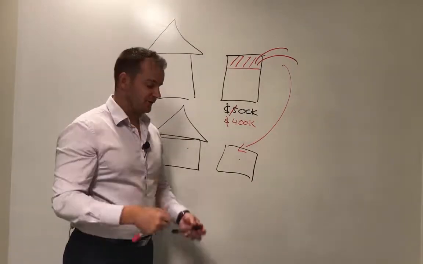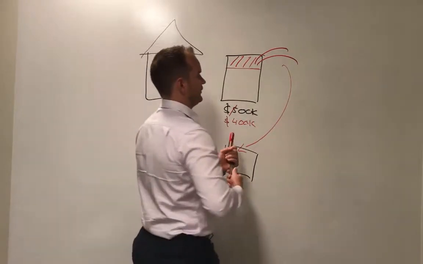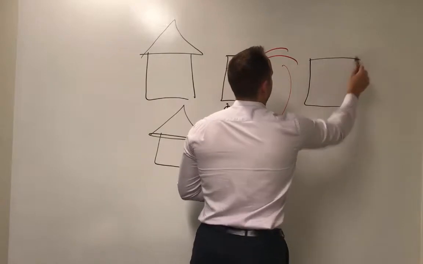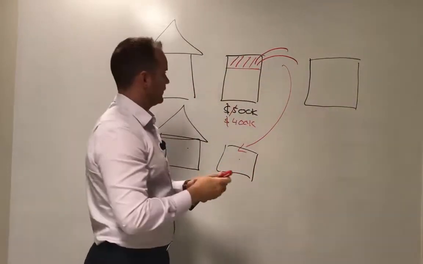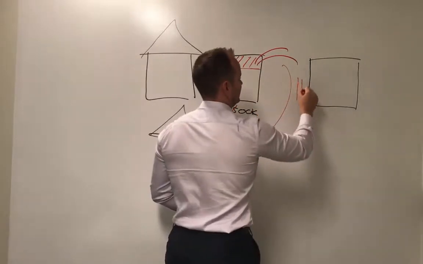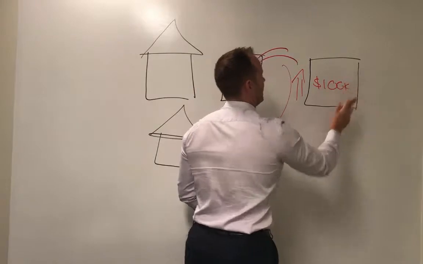So a better way to do it, rather than putting all your additional money into your loan, is to put it into an offset account. Okay? So in the same scenario, instead of trying to bring the loan down, you increase your offset account. So you've built your offset account up to $100,000.